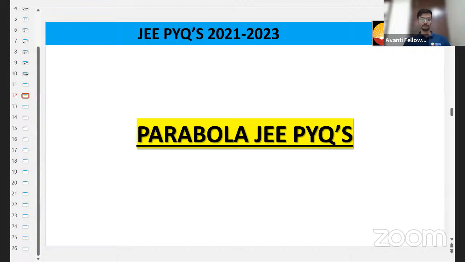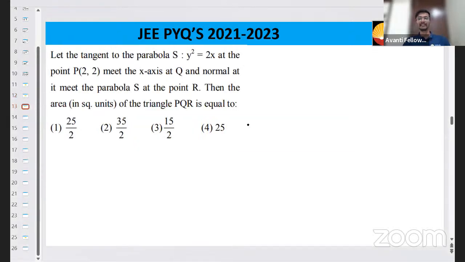So the first question. Just a second, let me check. Fine. So the first question is this. Let us read the question. Let the tangent to the parabola at the point meet the x-axis at Q and the normal meet the parabola again at point R, find the area of the triangle.